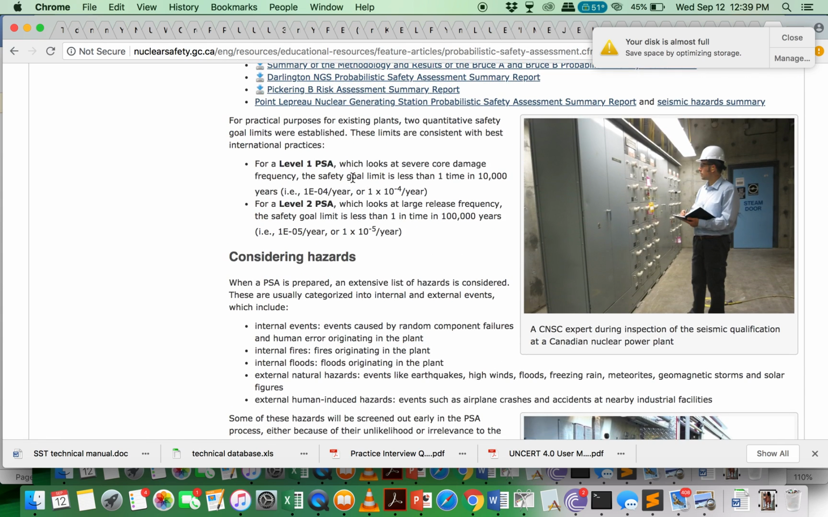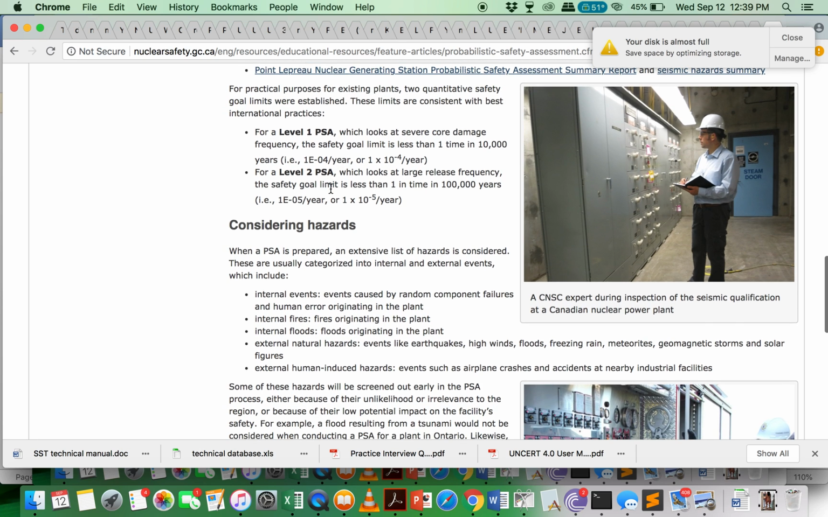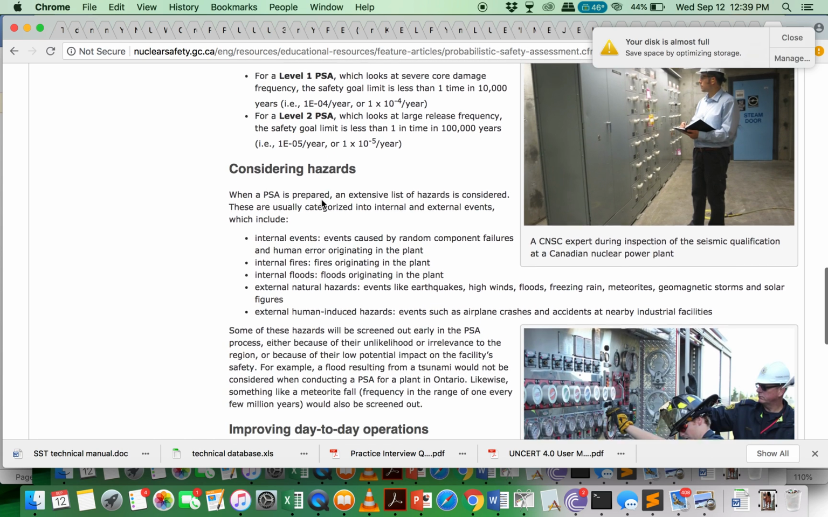Level 1 PSA looks at severe core damage frequency. The safety goal limit is less than 1 time in 10,000. For level 2, which looks at the large release frequency, the safety goal limit says 1 time in 100,000.